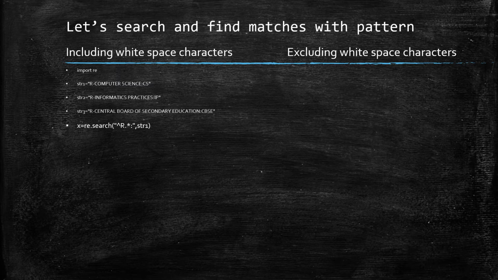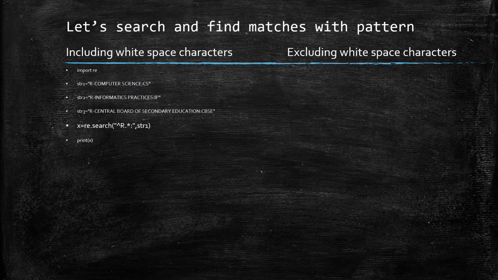Now, what does this mean? When I put this within double quotes or single quotes, this is the pattern which I want to match within str1. The pattern I have defined is that my substring should start with capital R, dot star means 1, 0 or more characters, and colon means there has to be a colon within that pattern, right? Within that pattern, you need to have a colon also.